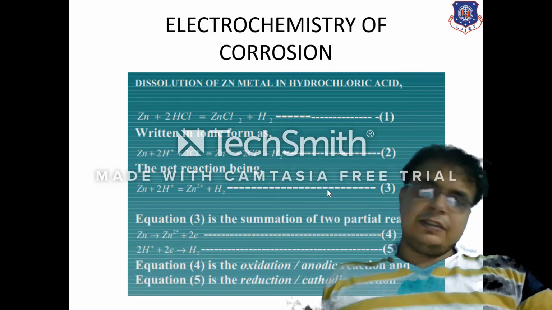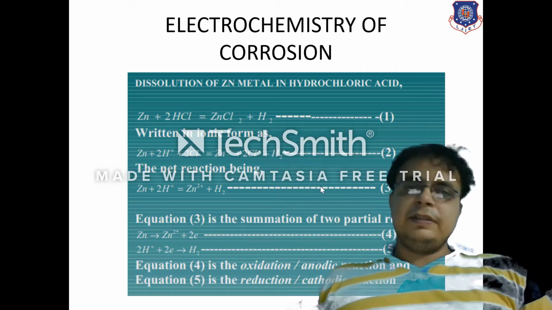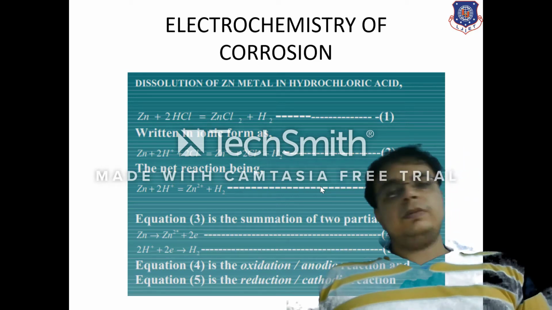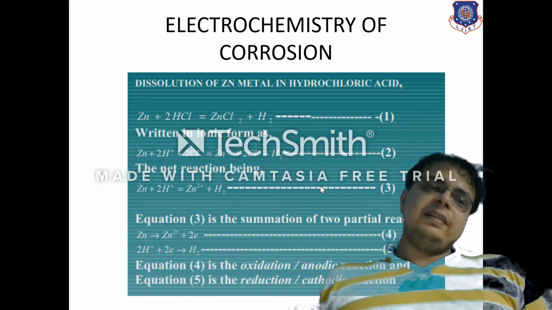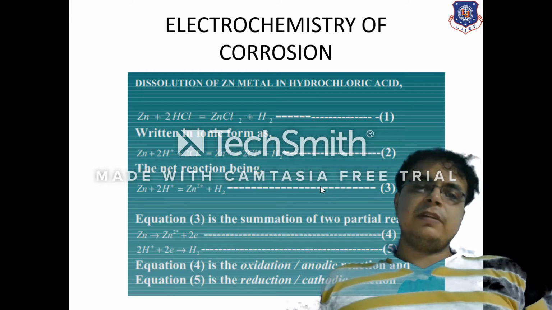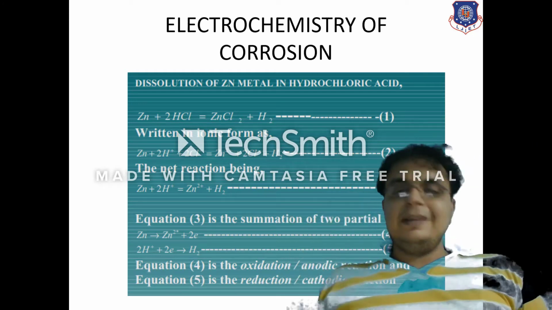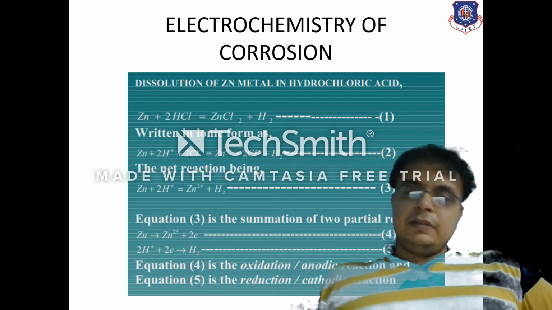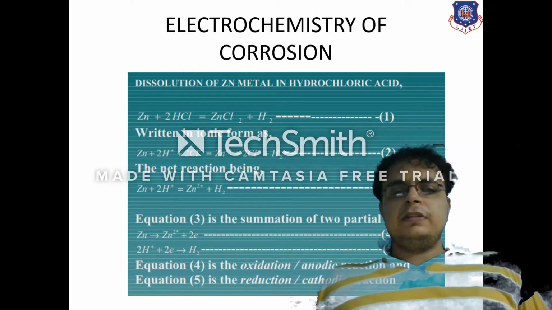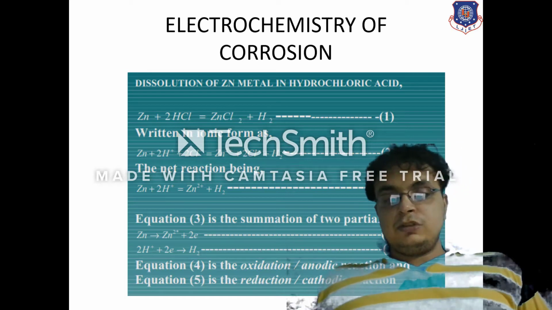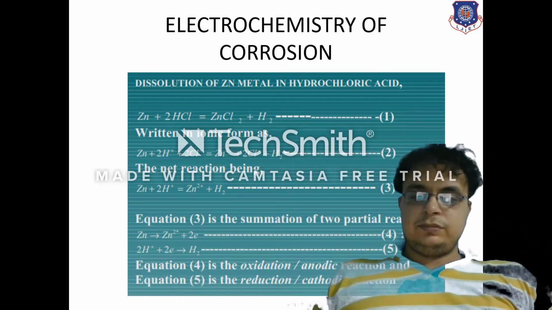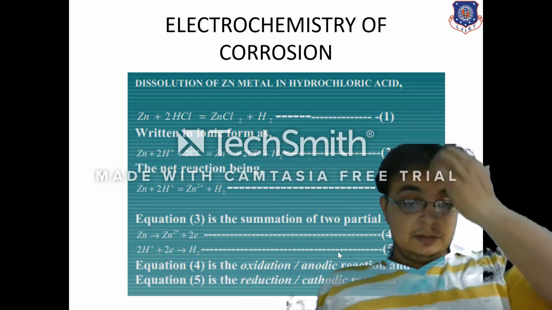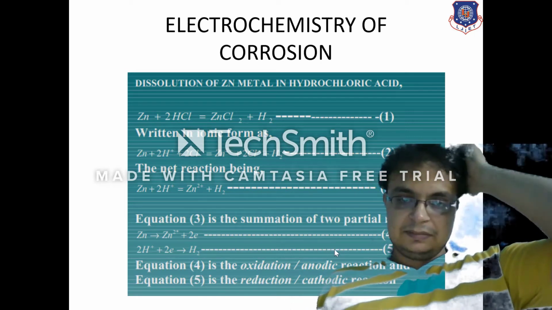Other electrolyte reactions, for example in HCl, hydrochloric acid, the dissolution of zinc metal is Zn plus 2HCl gives ZnCl2 plus H2. That is Zn plus 2H+ plus 2Cl- gives Zn2+ plus 2Cl- plus H2. The net reaction will be Zn plus 2H+ gives Zn2+ plus H2. This is summarized below: Zn gives Zn2+ plus 2 electrons, and 2H+ plus 2 electrons gives H2. Equation 4 is the oxidation reaction and equation 5 is the reduction.